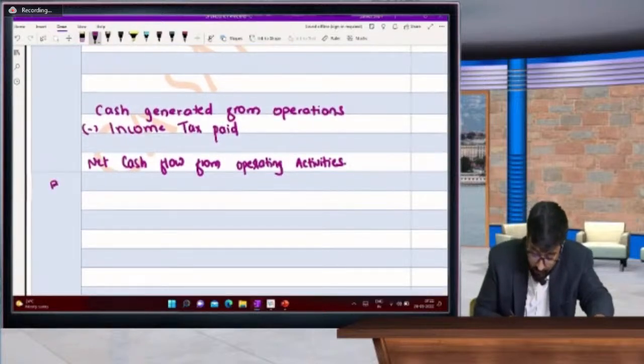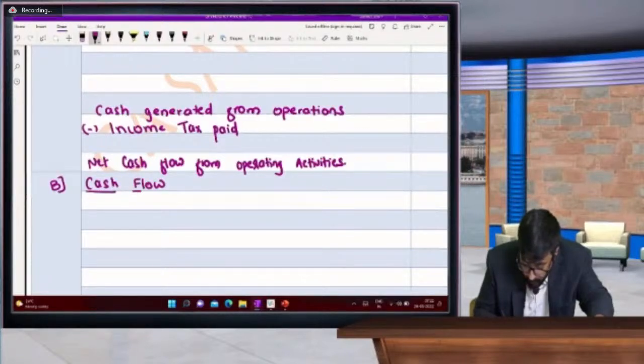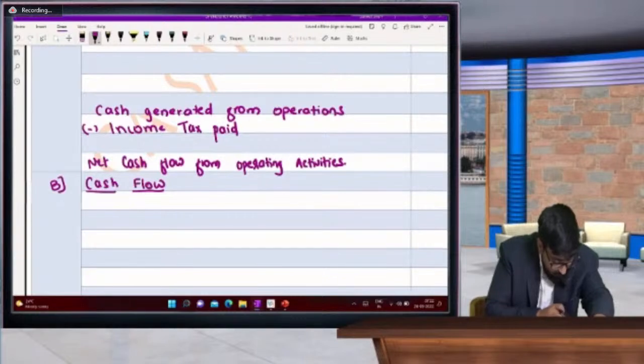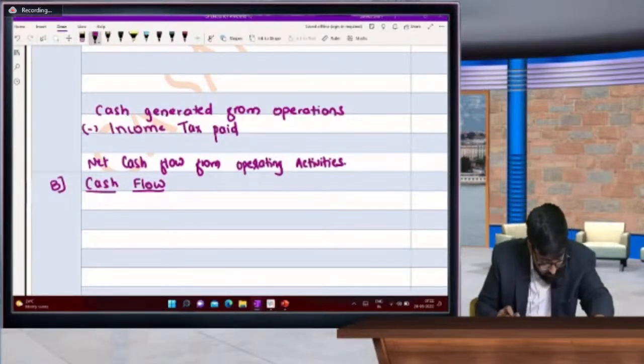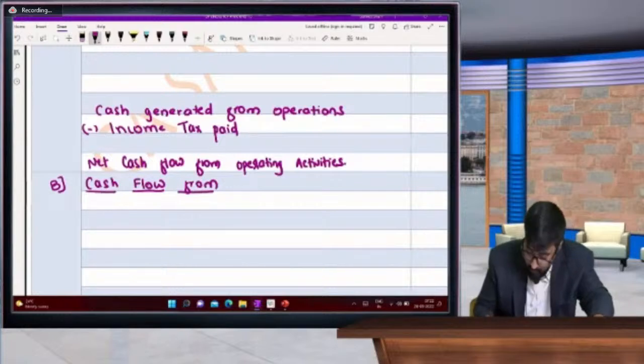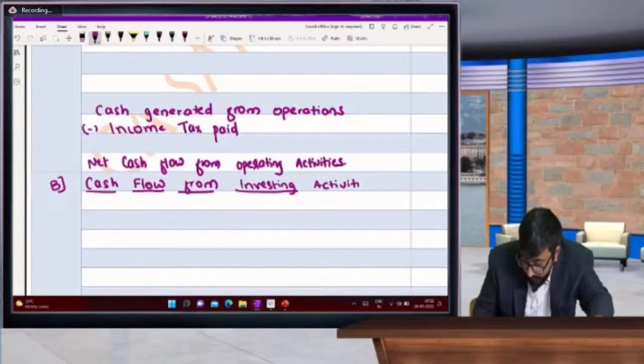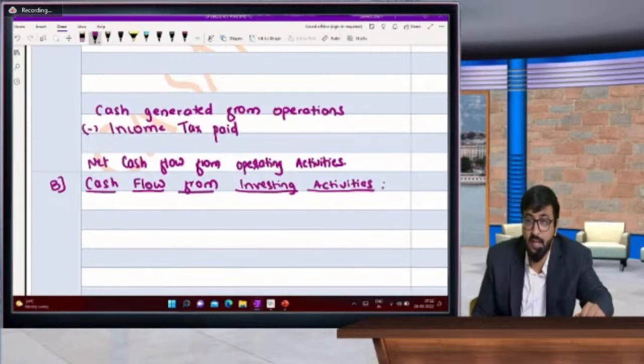After one line, B, cash flow from investing activities.